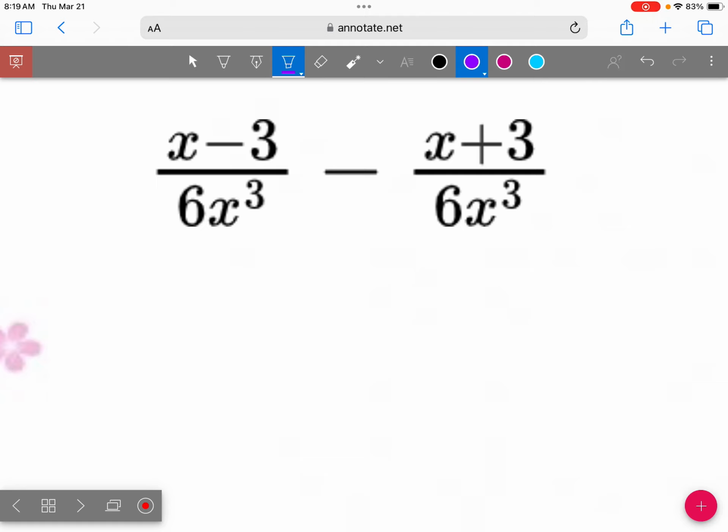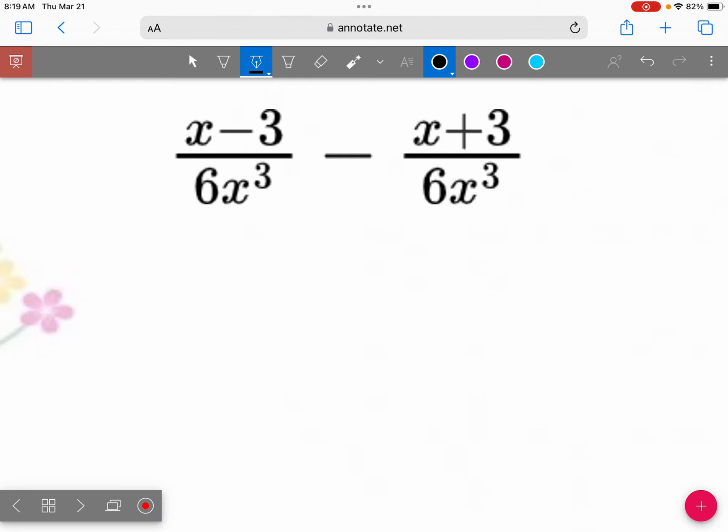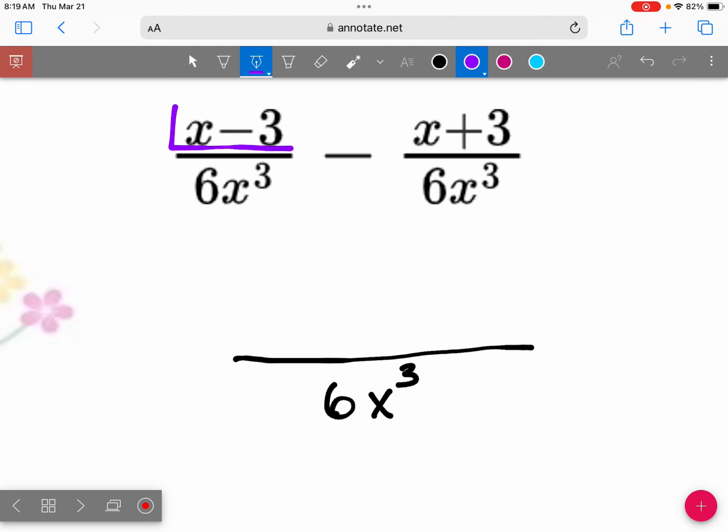So our first one here, we've got x minus 3 over 6x cubed minus x plus 3 over 6x cubed. So we already have common denominators with that 6x cubed. So I'm going to put these all into one fraction. We're going to combine them together. My denominator is 6x cubed. So I'm going to take this first piece and I'm going to write it down. We have our x minus 3.